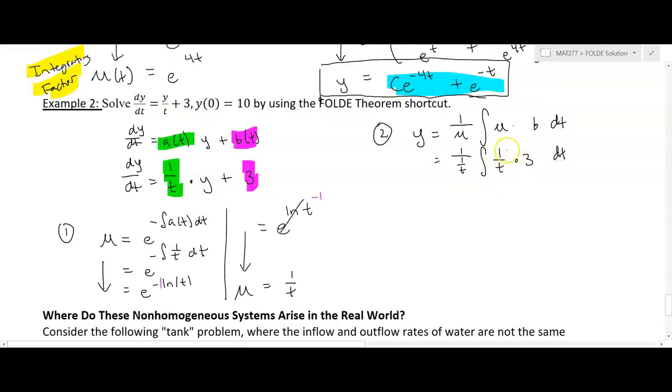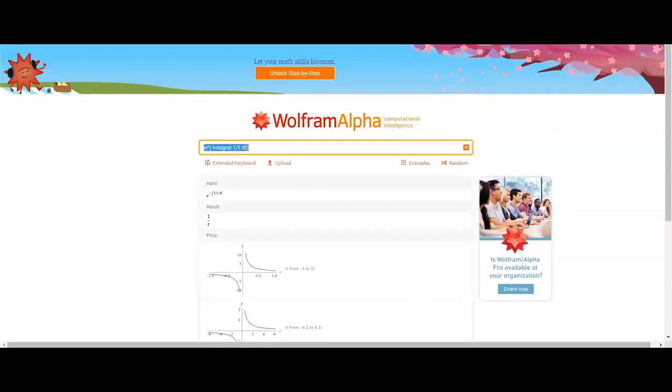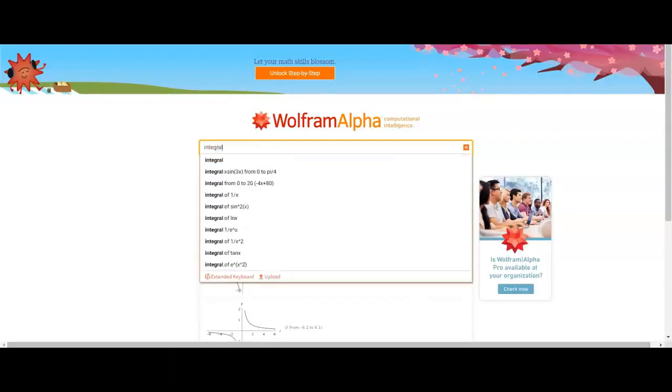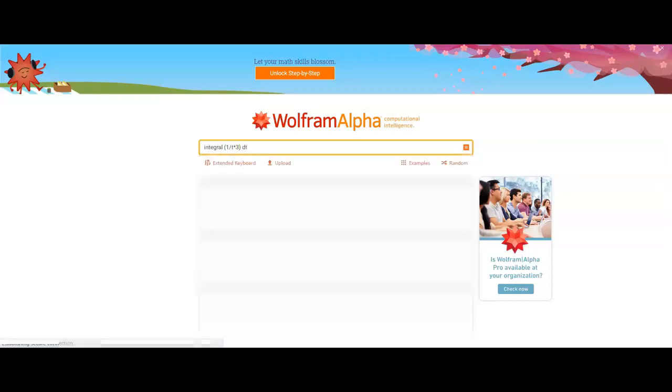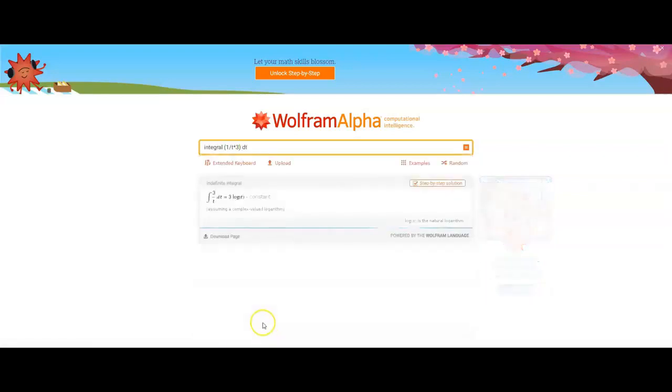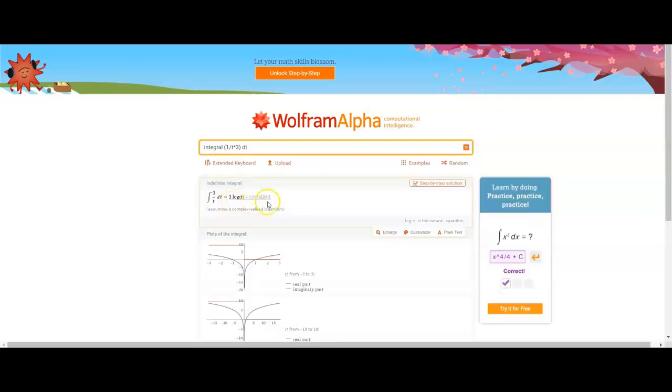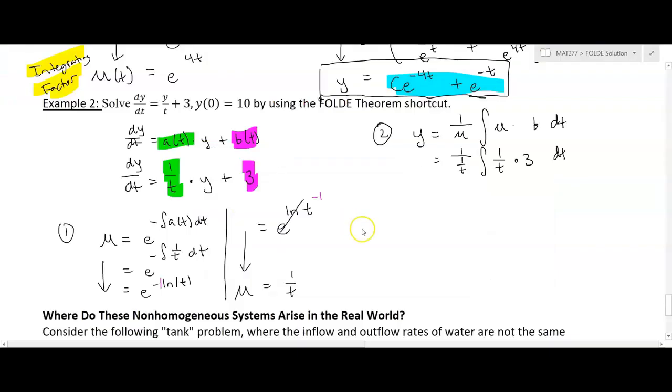All right, so we can compute that integral. This is not a really difficult one to compute if you wanted to do it by hand, but just to emphasize that there's a faster way, integral of 1 over t times 3 dt. And what we'll find is it comes out to 3 natural log of t plus our arbitrary constant. So that's the critical part here, is that we have to remember that this whole expression here comes out to 3 natural log of t plus our arbitrary constant.